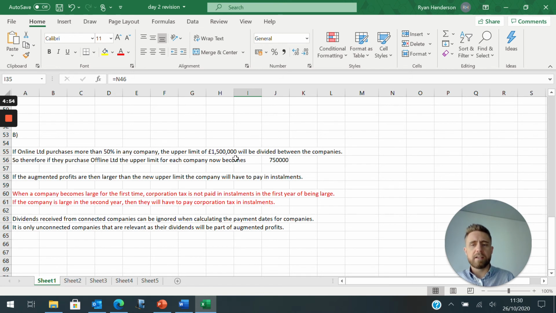So like it says, if Online Limited purchases more than 50% in any company, the upper limit will be divided. So the upper limit is now split between these associated companies, and then if the augmented profits are larger than the upper limit, the company would be large and would have to then pay in installments. This would require you to explain and of course discuss. Dividends received from the connected companies can be ignored at this stage because the dividends are not of course taxed. Unconnected companies are what we're going to use to calculate the augmented profits.